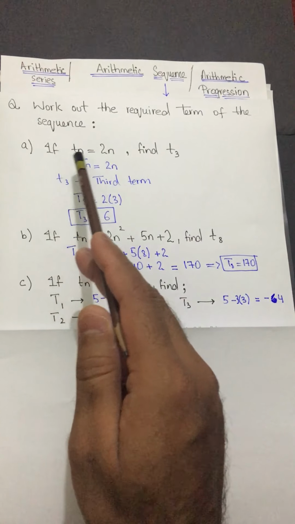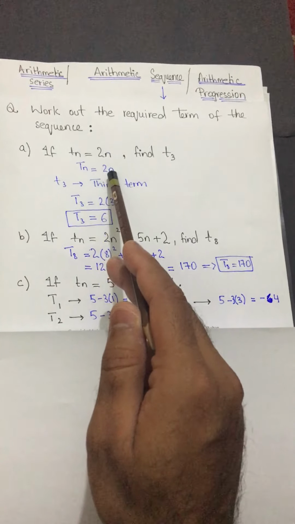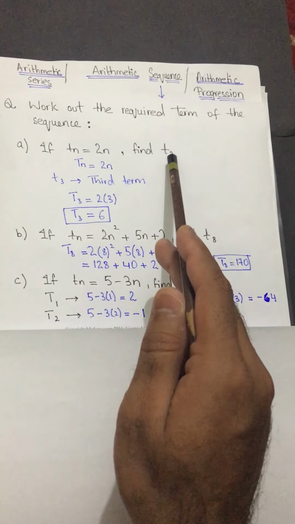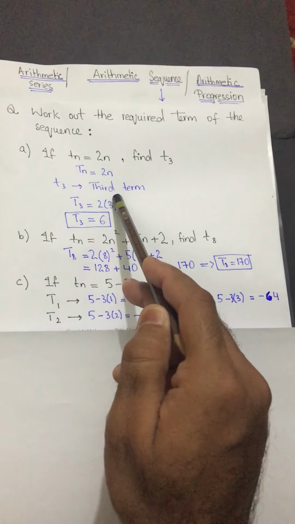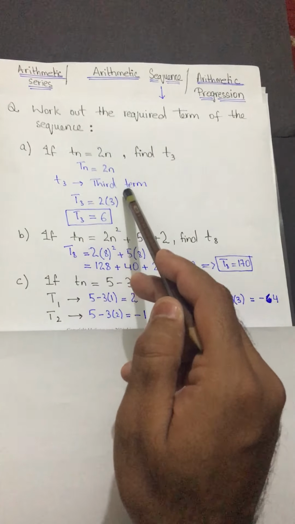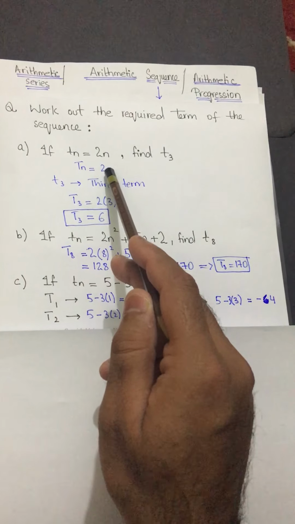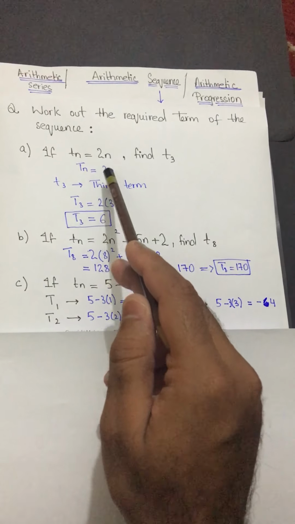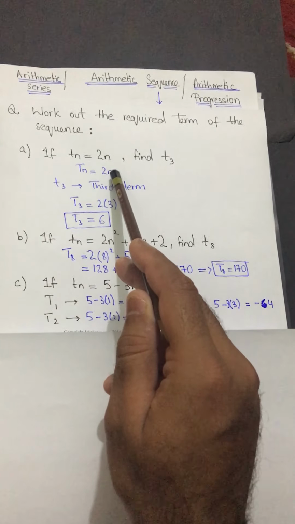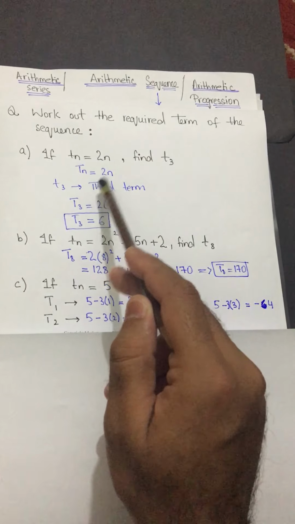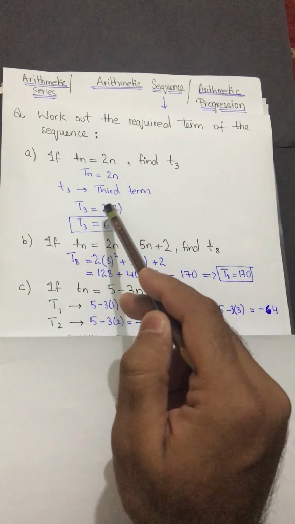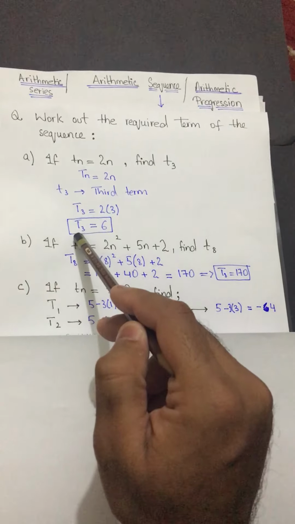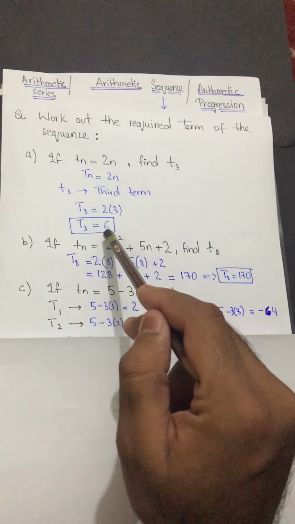In the first part, the formula for the general term Tn is 2n, and we have to find T3. T3 is basically the third term, and in order to find the third term, I will replace this n by 3 because I have to find the third term. So I will write T3 is equal to 2 as it is, and I will write the value of n, which is equal to 3. 2 multiplied by 3 is 6, so the third term of this sequence is 6.